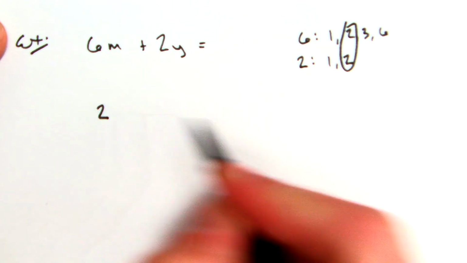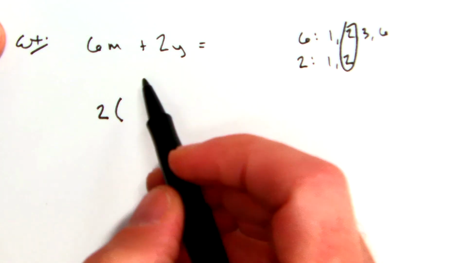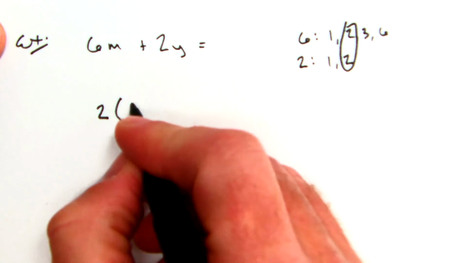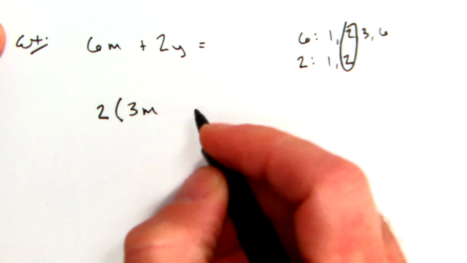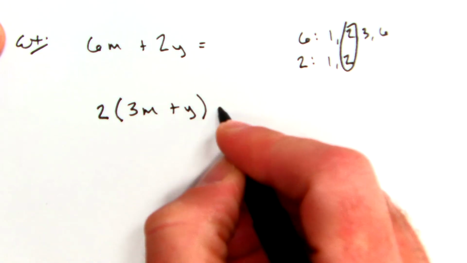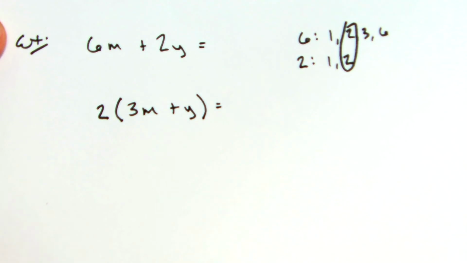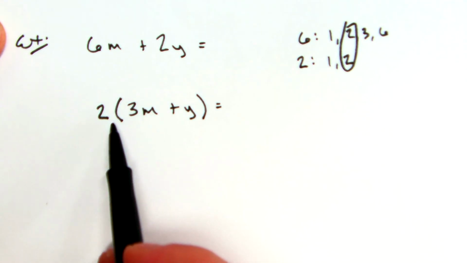So I'm going to write my common factor on the outside, then parentheses. Now, if I were to take 6 divided by 2, it would get me 3. So that's going to be a 3m. 2 divided by 2 is 1. Well, 1y would just be y. So an equivalent expression to 6m plus 2y would be 2 times (3m plus y).